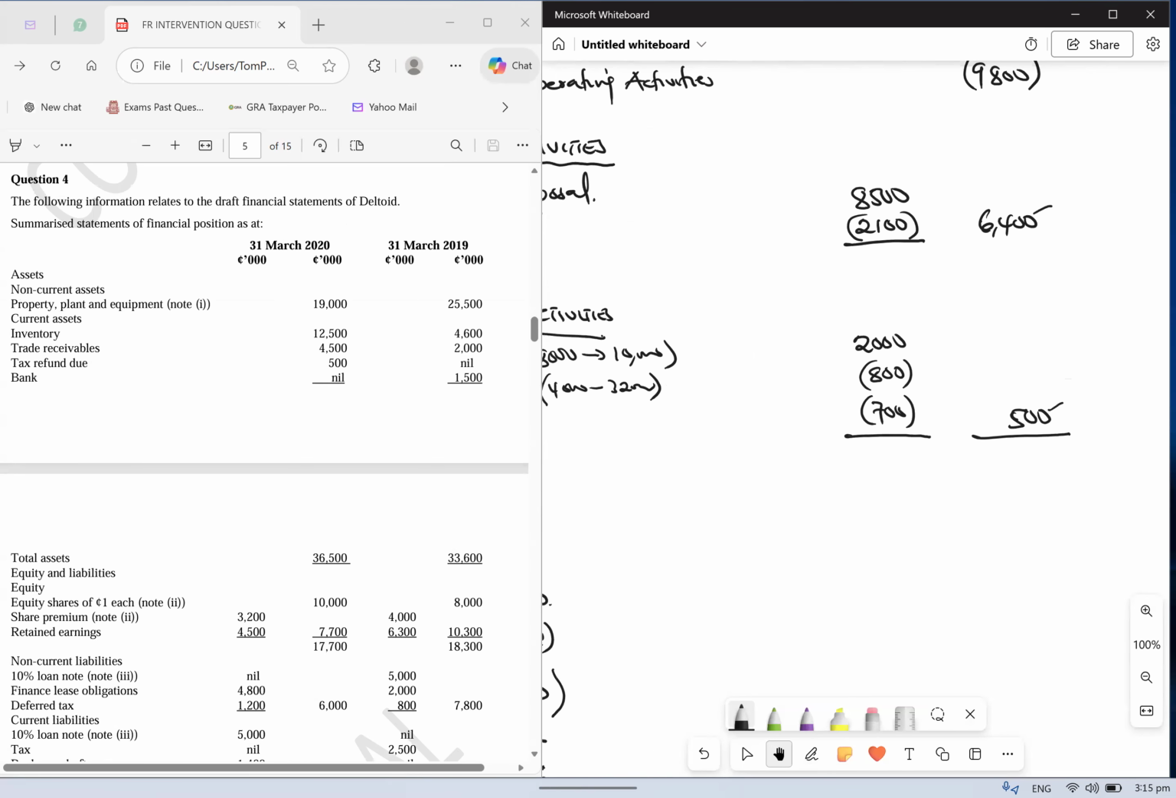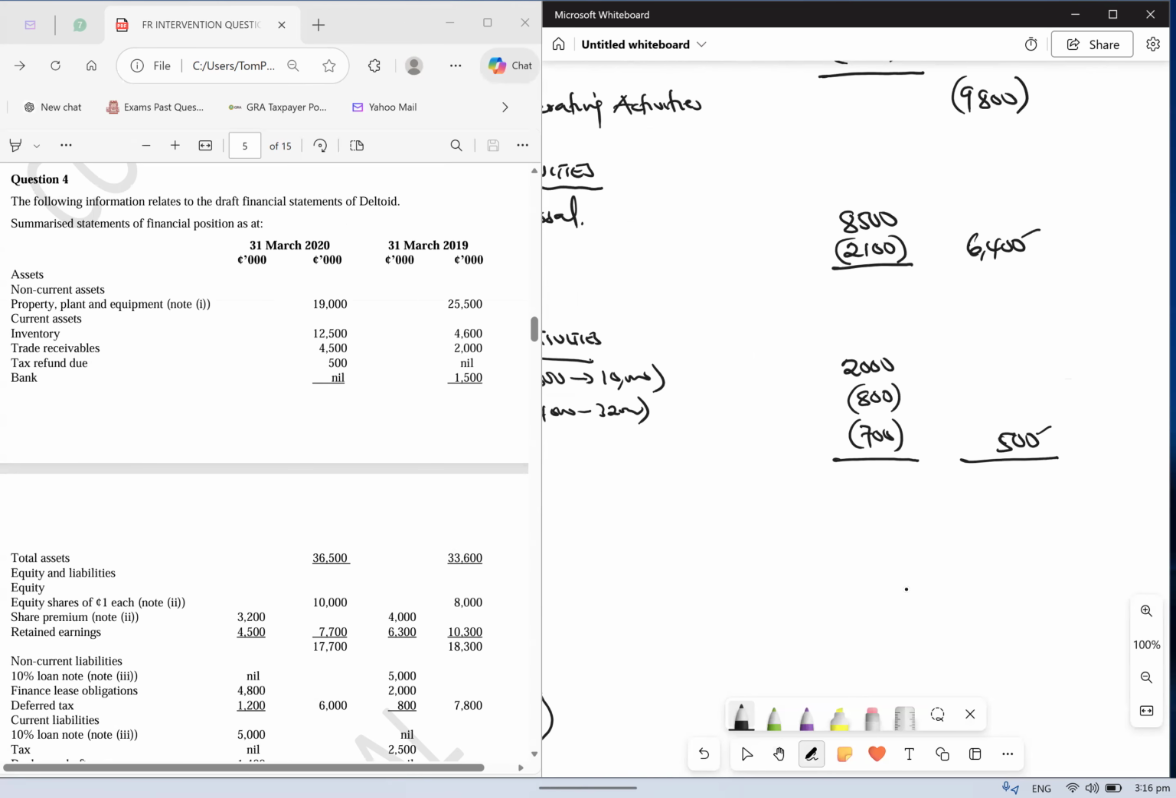So what is the total from the three? That's 7,100. 7,100. Sorry, a loss of 6,000 and 2,900. The difference is what? A loss of 2,900. This, and this. A loss of 2,900. All right.